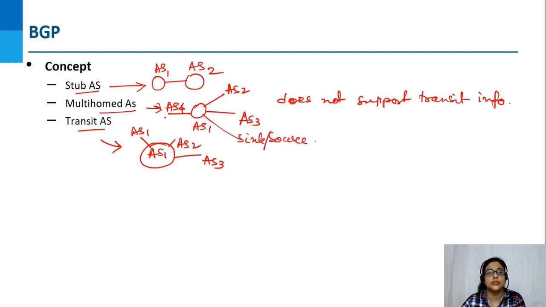Transit information means, let's say there is autonomous system AS4 which wants to send message to autonomous system AS3. It cannot use autonomous system AS1 as an intermediate autonomous system to send the message via AS1. But transit autonomous system can support transit information to be transferred. So this is the difference between multi-homed autonomous system and transit autonomous system.